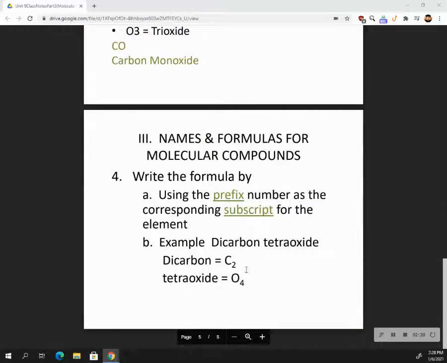So in this formula, if we are given that name, we can easily change it into what we talk about. So dicarbon means that there are two, because di means two. Tetraoxide means that there are four, so it'll be C2O4. I know this is pretty simple. We're going through this rather quickly because we're covering this in class. This is just kind of a review for you to be able to have.